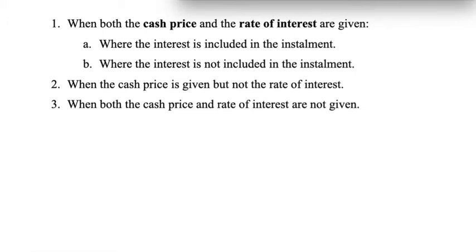Like here we know, in case of the hire purchase system, the total amount paid by the hire purchaser to the hire vendor is always more than the cash price of the asset. The reason is very simple: the hire purchaser has to pay interest in addition to the cash price. The interest is paid on the balance amount which is unpaid, and it is generally included in the installment payable by the hire purchaser.